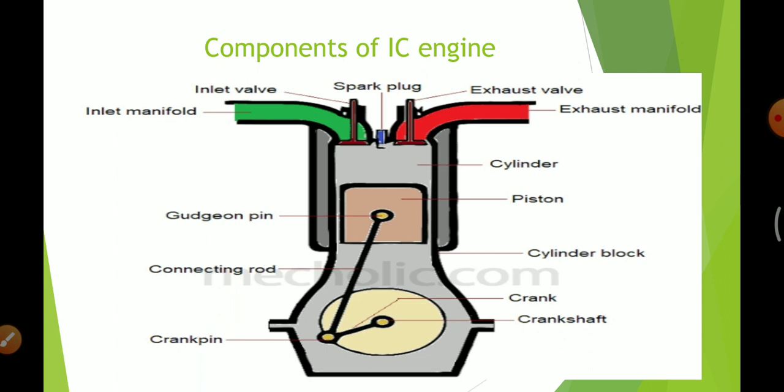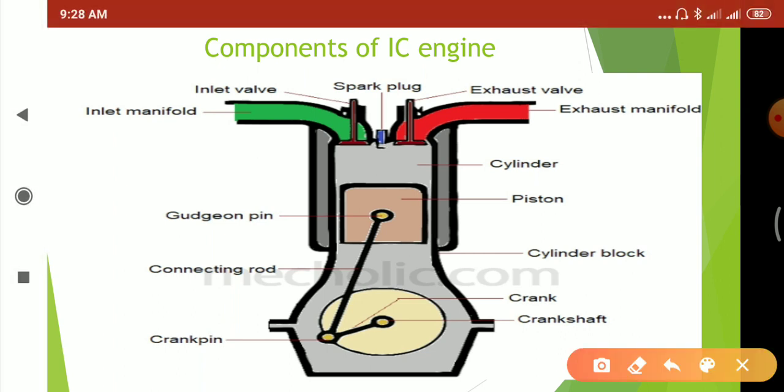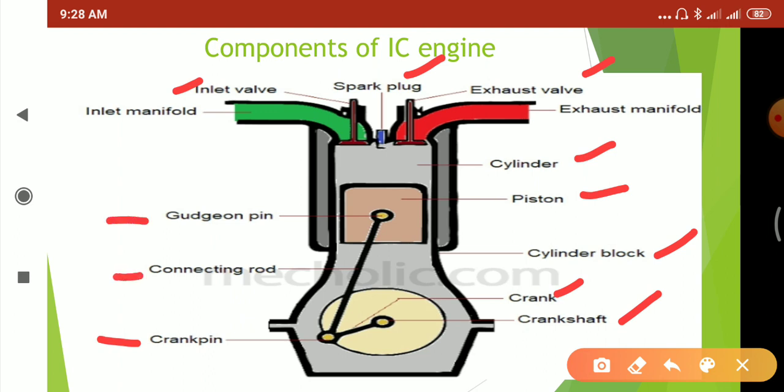Yesterday, we discussed the terminology of IC engine, and today we are going to discuss the components of IC engine. There are many components of IC engine. The first ones are inlet valve, exhaust valve, spark plug, cylinder, piston, cylinder block, crank, crankshaft, crank pin, connecting rod, and gudgeon pin. These are the components of IC engine.